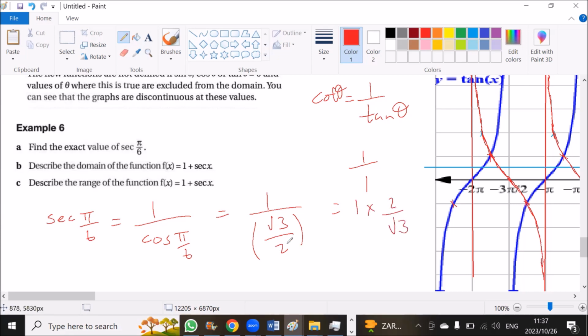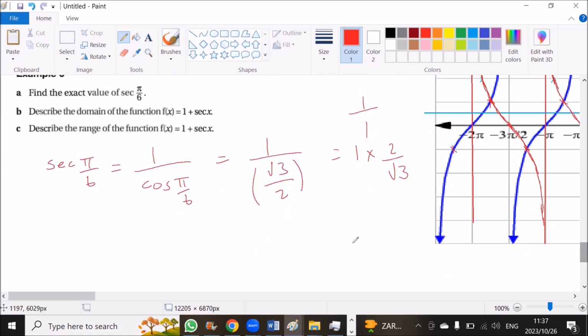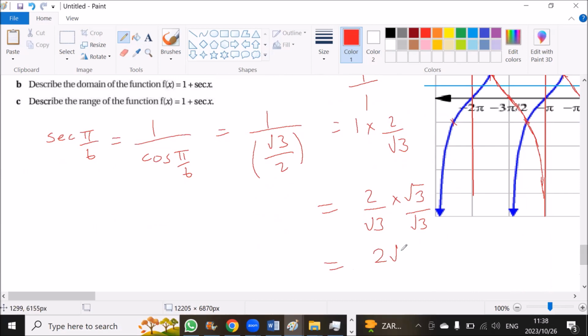We multiply by the inverse if we are dividing by a fraction, which will give us 2 over root 3. We can multiply by root 3 over root 3, and we get 2 root 3 over 3. We rationalize our denominator. So this is our answer.